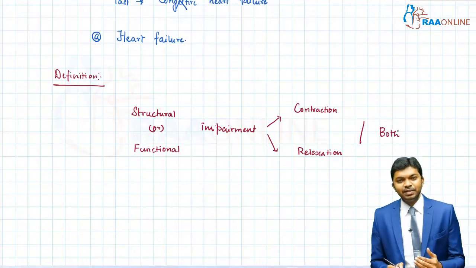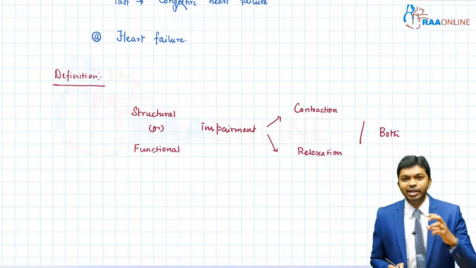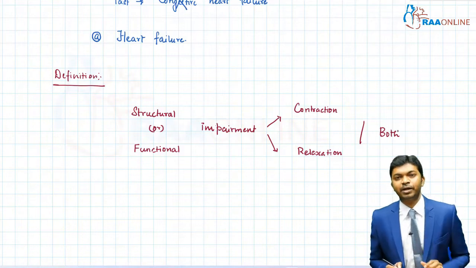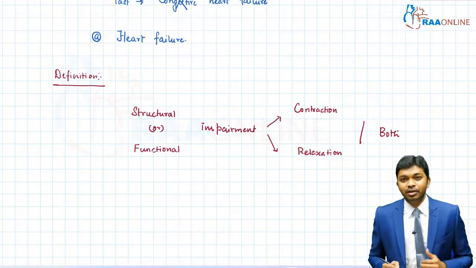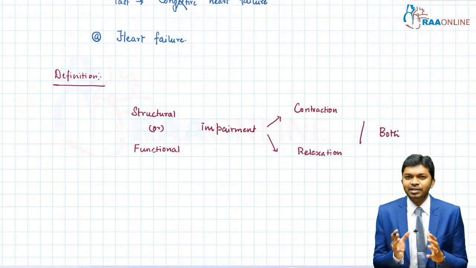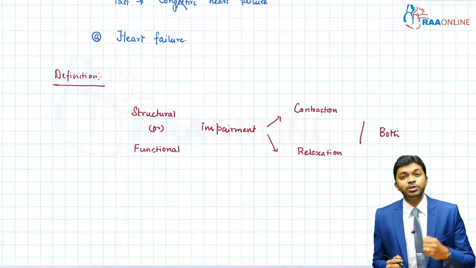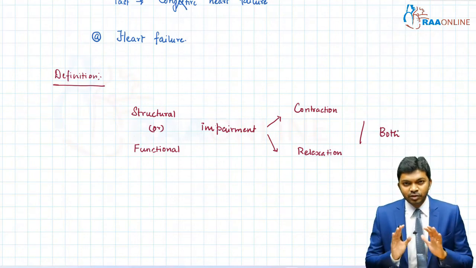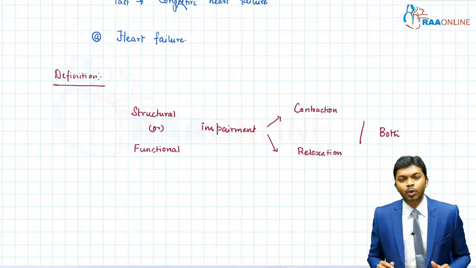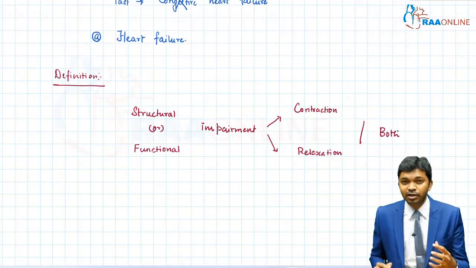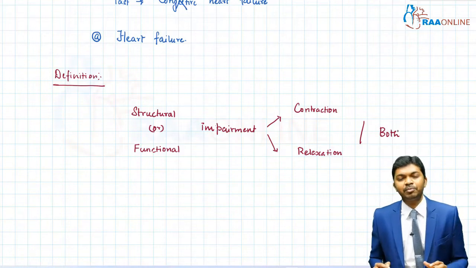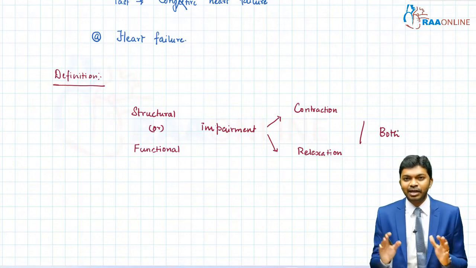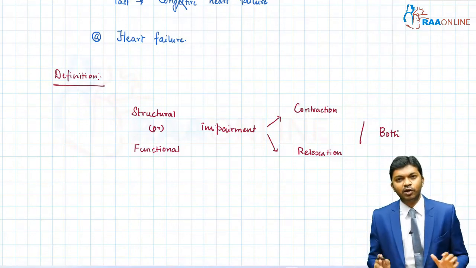Alright, there is a clear-cut structural deformity in the heart that makes the heart not contract properly or relax properly. On the other side, there is no structural abnormality, but there is a functional restriction in the heart which is making the heart not contract properly or relax properly or both. So this is what is called cardiac failure. We see in our patients a structural or functional impairment in either contraction or relaxation or both, and that is what is called cardiac failure, guys. This is cardiac failure or heart failure.